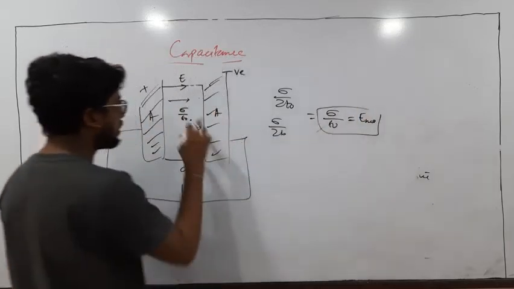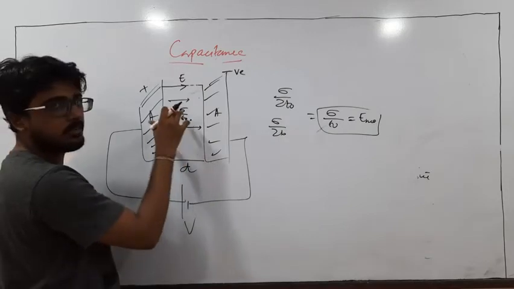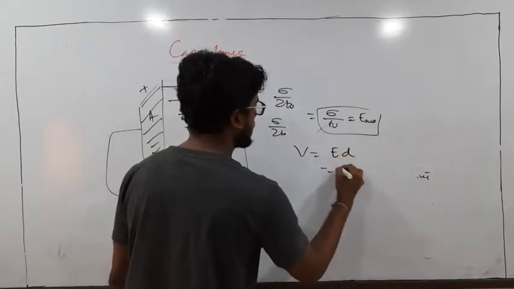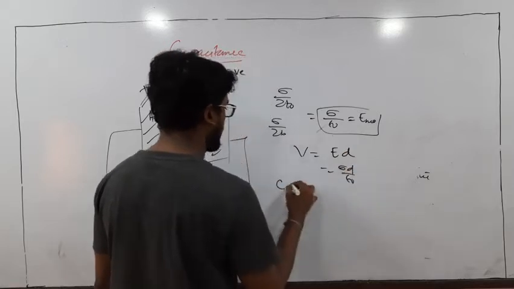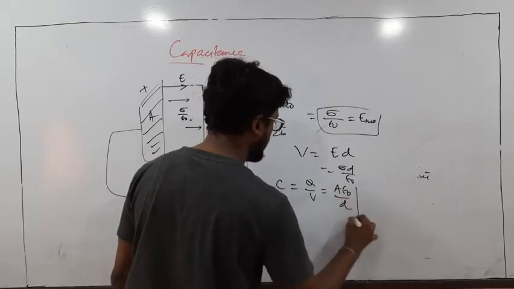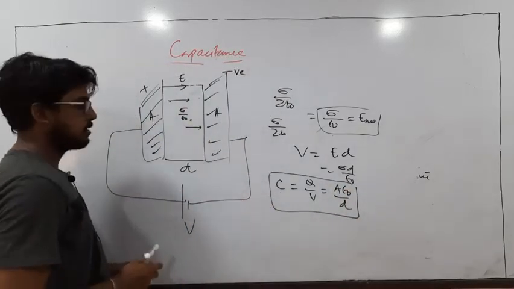So what is the potential difference between these two regions? We know potential difference equals electric field into distance. So the potential difference will be E into D, that will be sigma D by epsilon naught. So from this we can calculate C equal to Q by V, which will give us A epsilon naught by D. Clear? This will be the capacitance of the parallel plate capacitor.